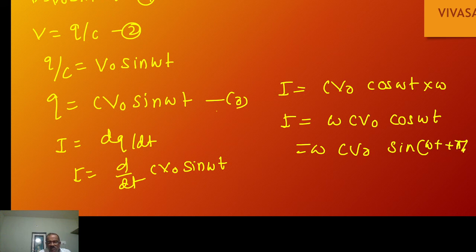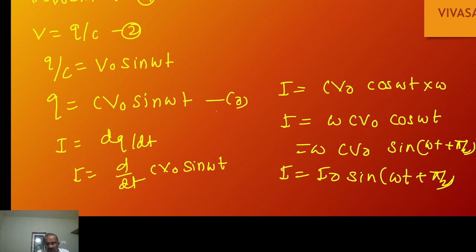This is plus pi by 2. That means I is equal to I naught sin of omega t plus pi by 2. Plus pi by 2 is there. That means here the current leads the voltage by 90 degrees.